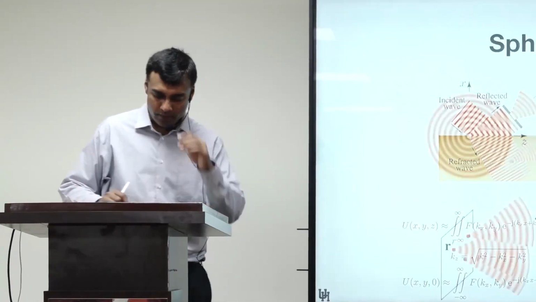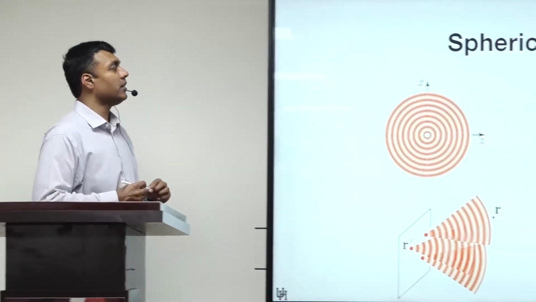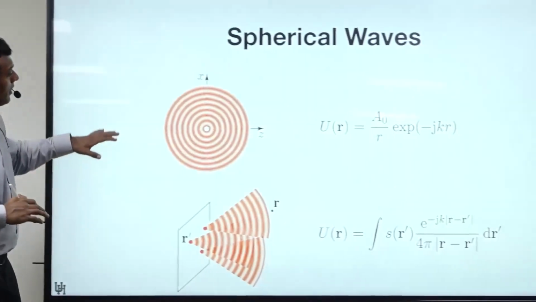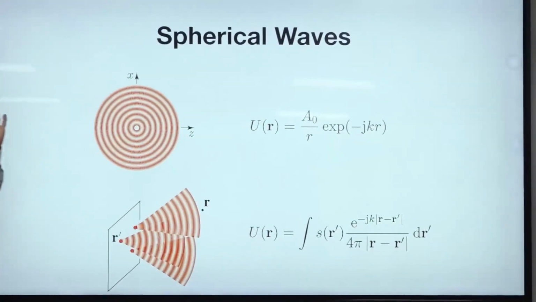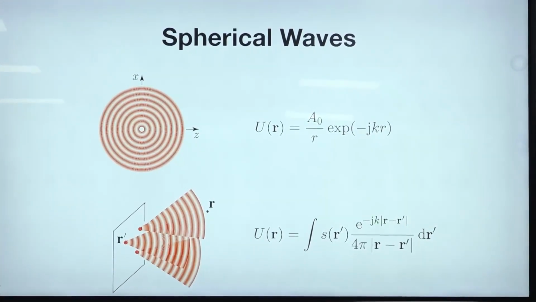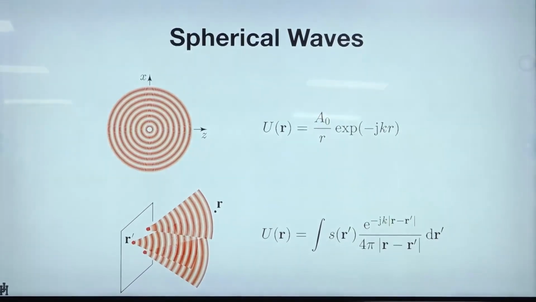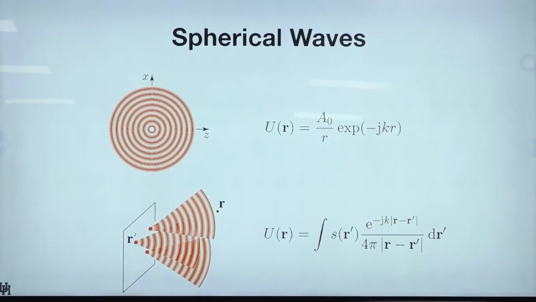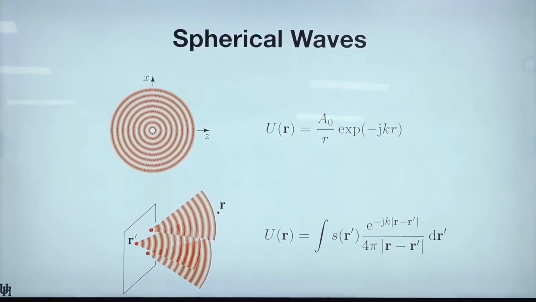Okay. So next, let's get to how you think about spherical waves. I mentioned plane waves, right? You think of it as a summation of plane waves. Another way of thinking about wave optics is as a combination of spherical waves. And let's think through how exactly to do that. So that's the next thing I'll discuss.